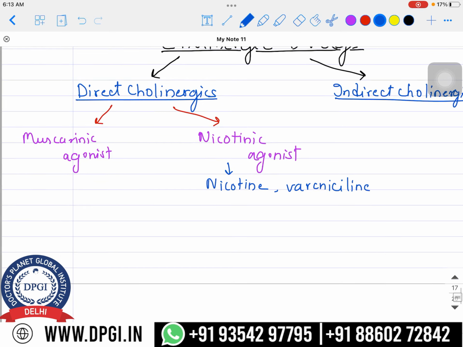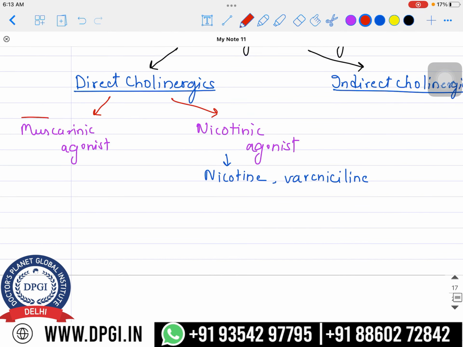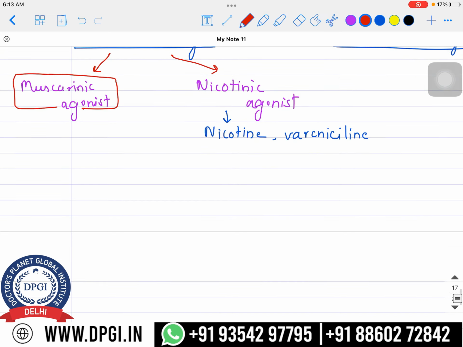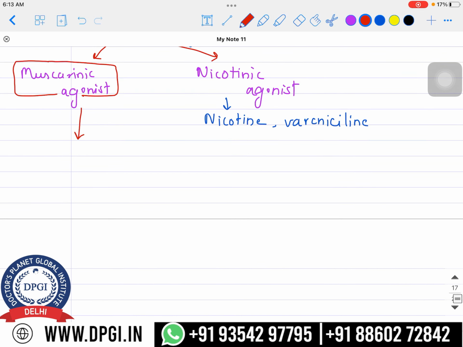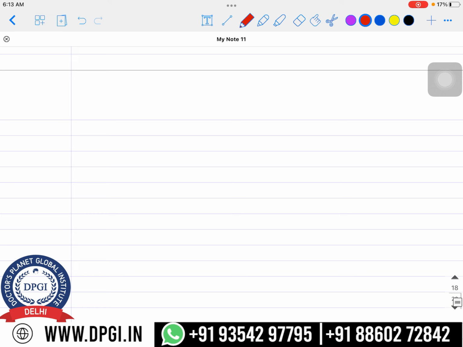Now if you talk about the muscarinic agonist, that is the main area where they are focusing the MCQs. In the muscarinic agonist, we have two categories basically. One is the amide category and one is the choline ester category. I'm discussing this section in the next slide. So here we have the amides, and in this section we have the choline esters, right?